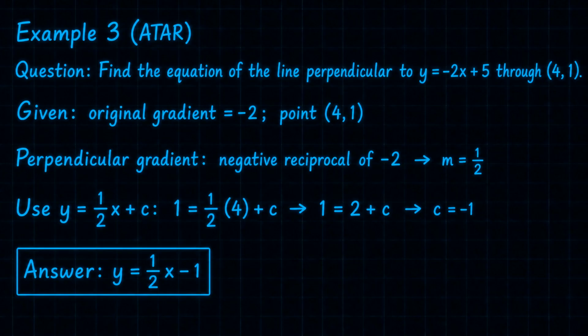Example 3, a tougher, exam-style one. Find the equation of the line perpendicular to y equals -2x plus 5 that passes through 4, 1. First the gradient. The original gradient is -2. The negative reciprocal is, flip to -1/2, change the sign, giving 1/2.